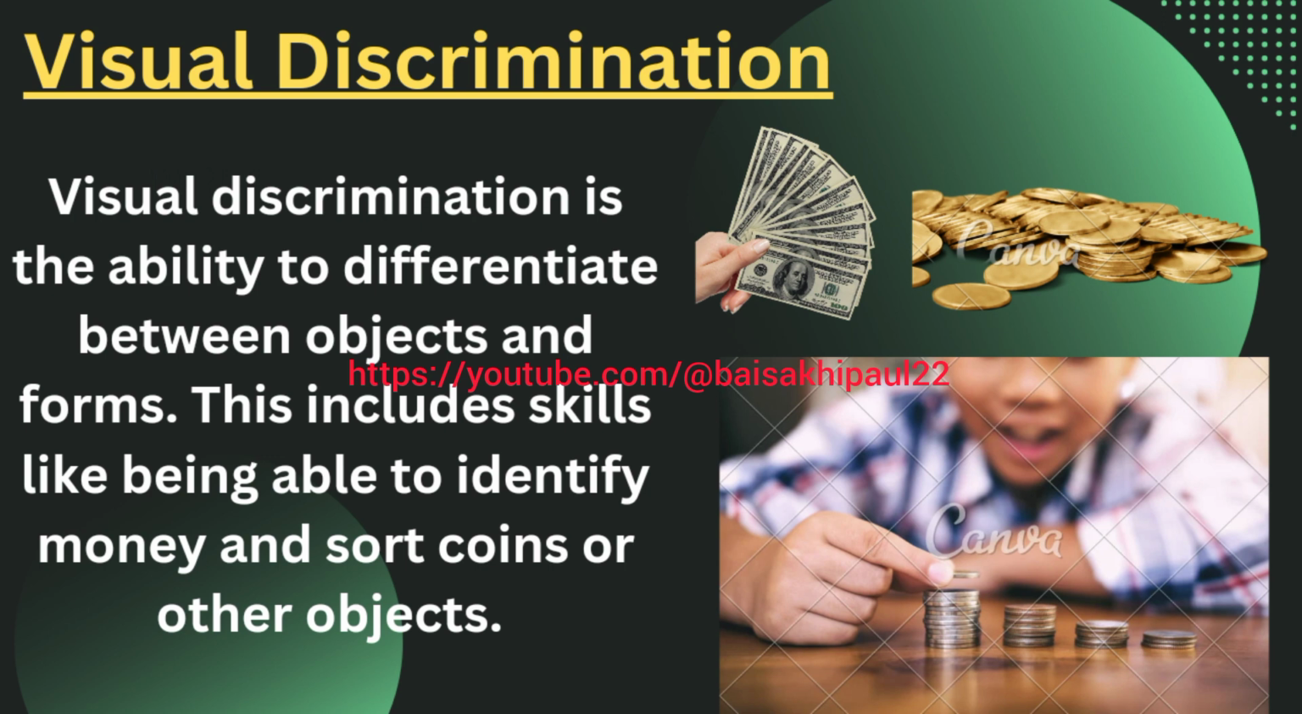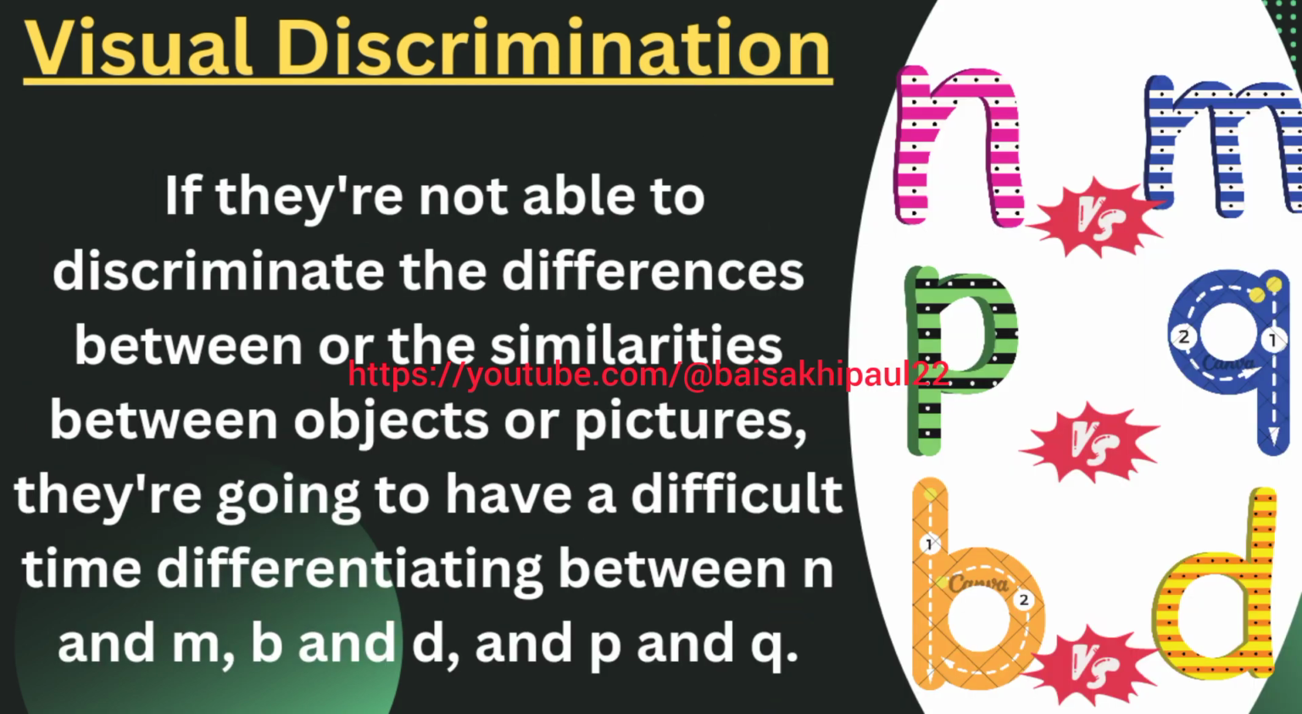Visual discrimination is the ability to differentiate between objects and forms. This includes skills like being able to identify money and sort coins or other objects. If they are not able to discriminate the differences or the similarities between objects or pictures, they are going to have a difficult time differentiating between N and M, B and D, and P and Q.